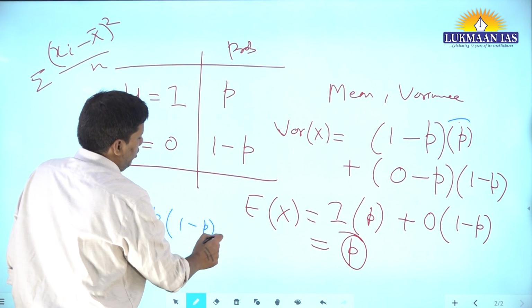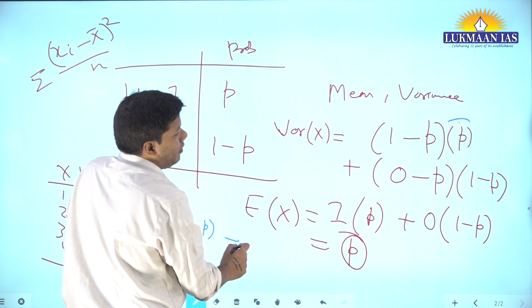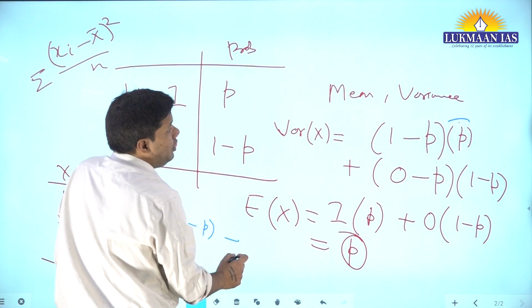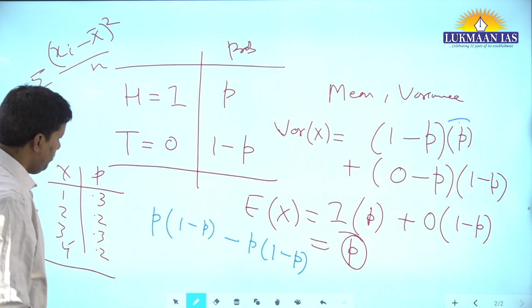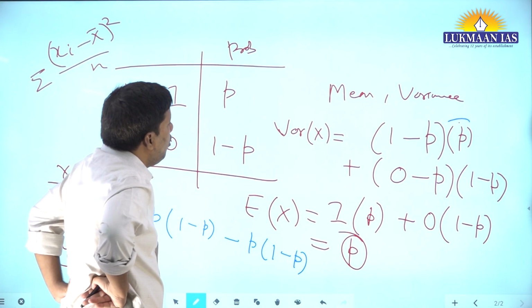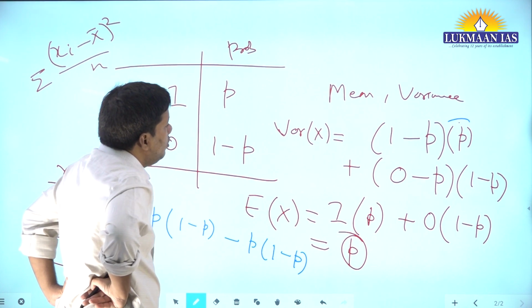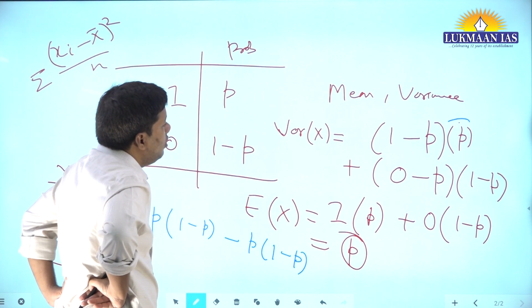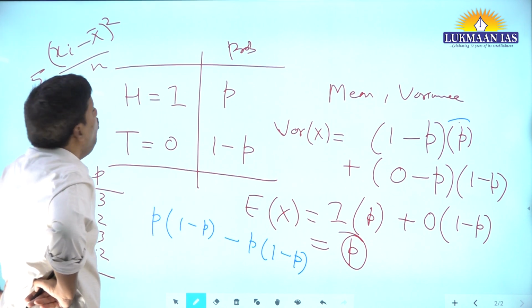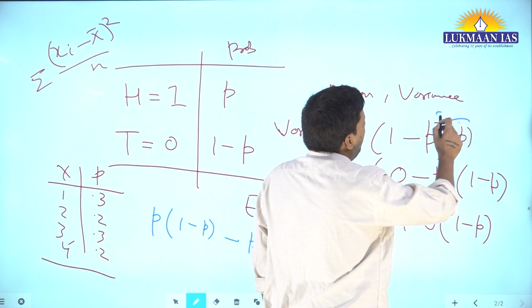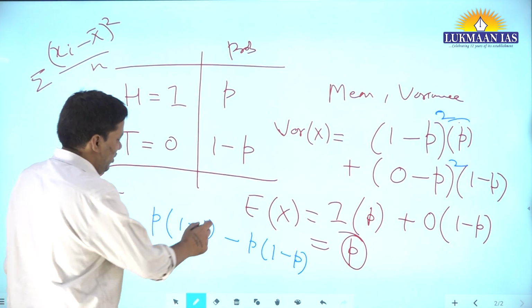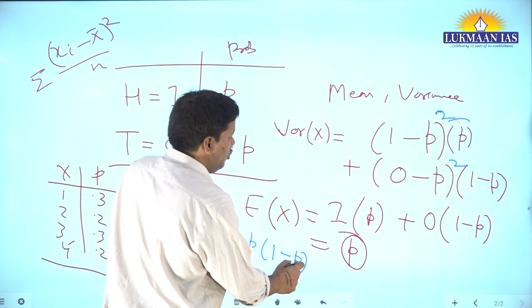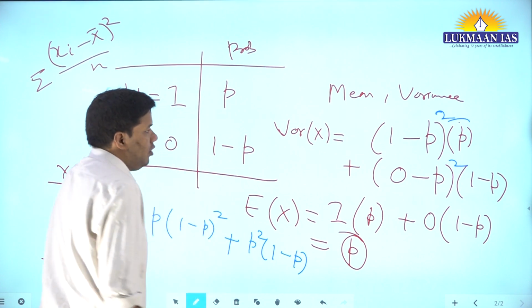P into 1 minus p plus what? P into 1 minus p minus p into 1 minus p. Okay, and how much is it? How did this happen? 1 minus expected value, its probability, 0 minus expected value. We made some mistake or what? Oh, we have not taken squares. Without square, how will you calculate variance? So this is squared, and here 0 minus p squared. This thing you have to keep in mind.